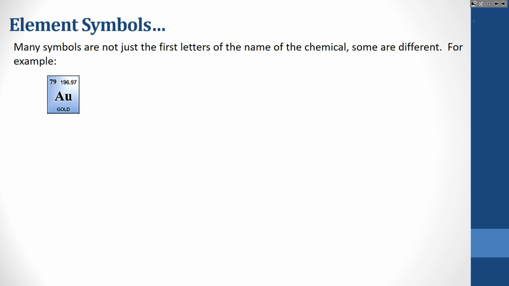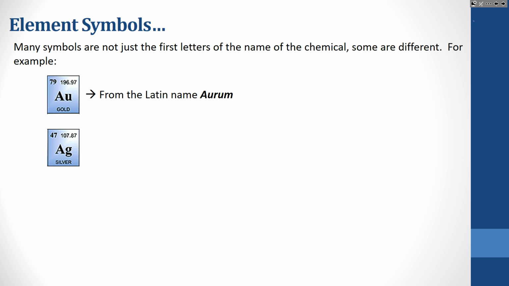Now, lots of times you're going to see that the symbols actually don't match the name, and that has to do with where the element was discovered, who discovered it, maybe the original word for that substance. For an example, gold, you would think, oh, well, gold would just be G or Go, but the symbol for gold, if you look on your periodic table, it's number 79, is Au. And where does that come from? Why are we using Au? Well, the Latin name for gold was aurum, so that's where the symbol for gold came from.